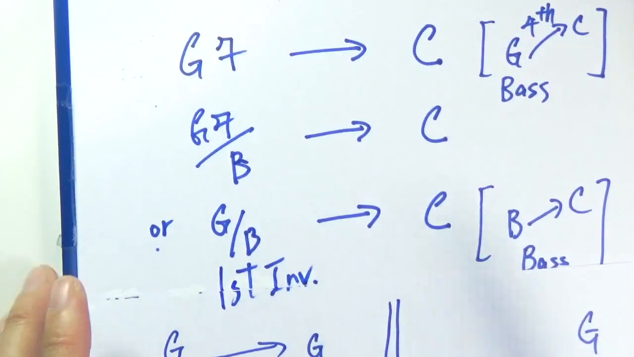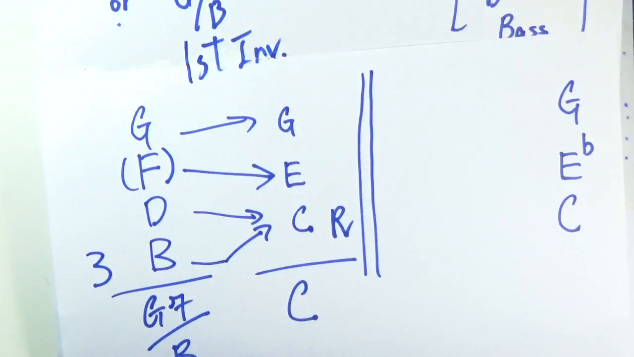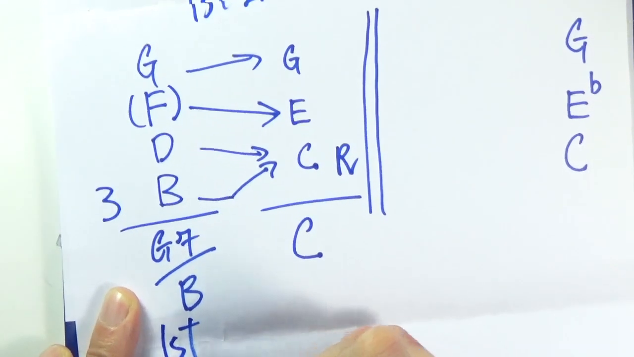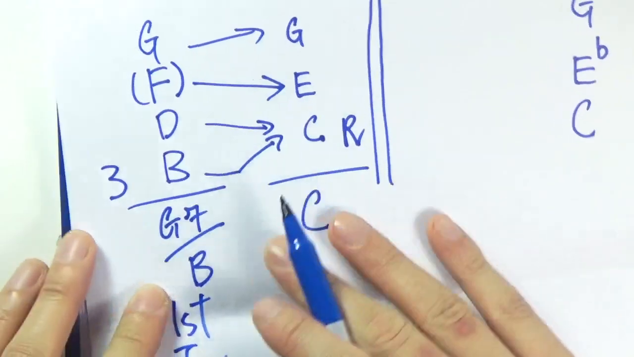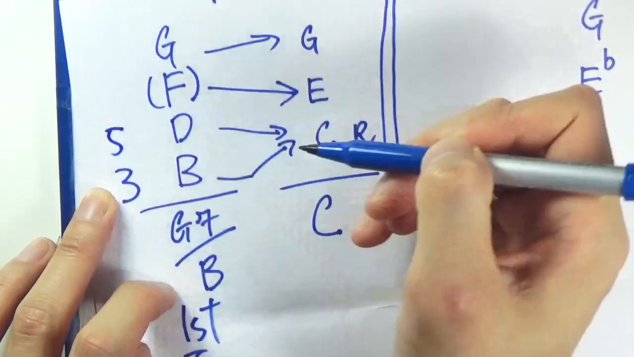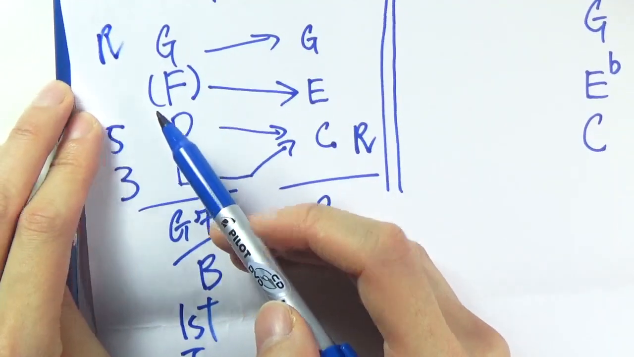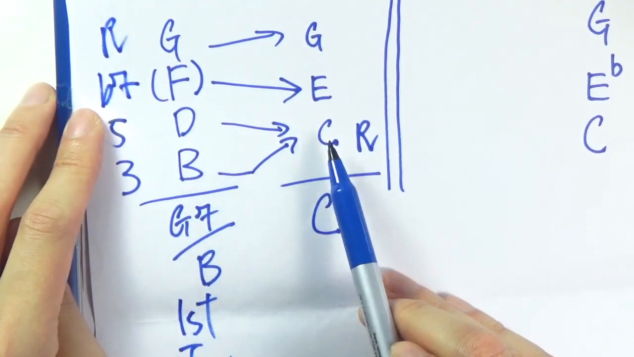So let me point out the resolution points. So we have this G7 on B. So again, that's first inversion. And you have B, your third. You have a fifth. You have your root. Occasionally, if you want to, you can also put in the flat 7. The B would resolve up to C.